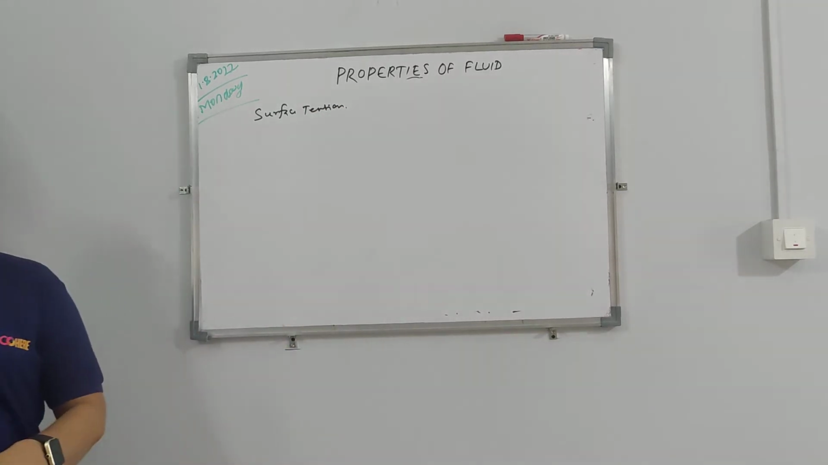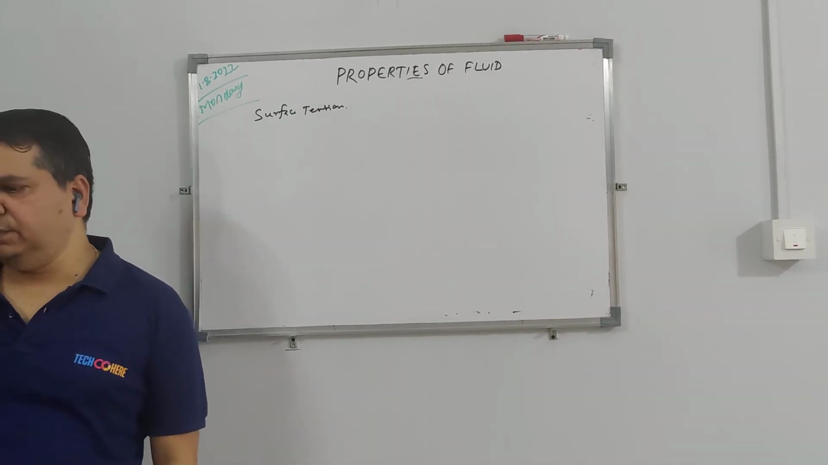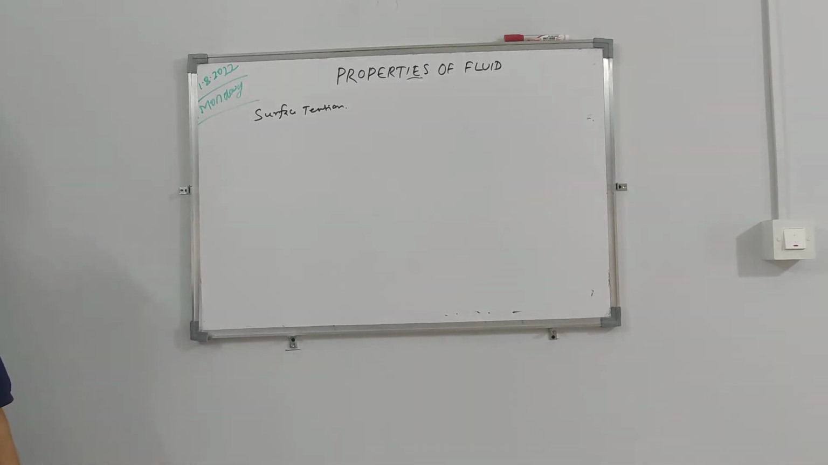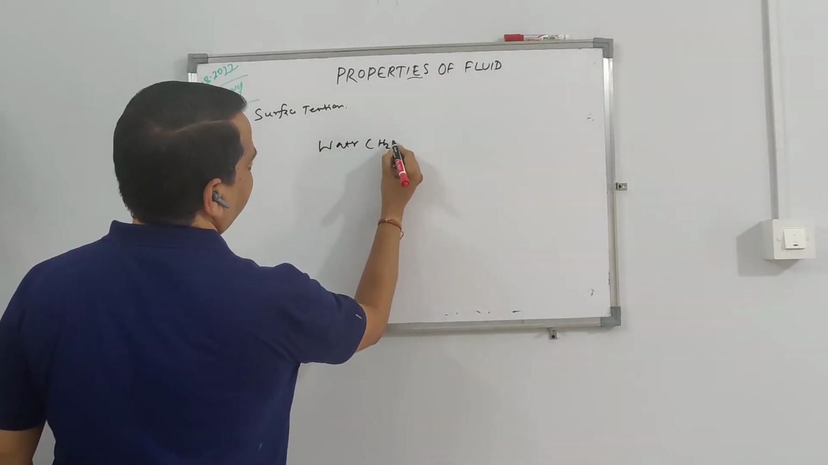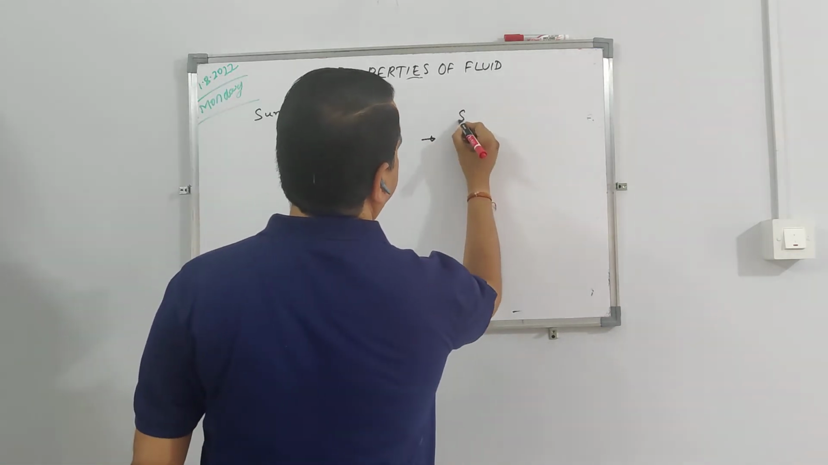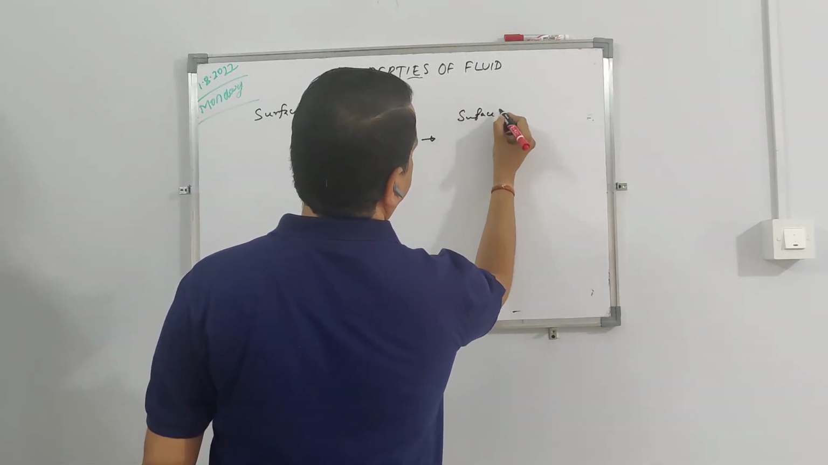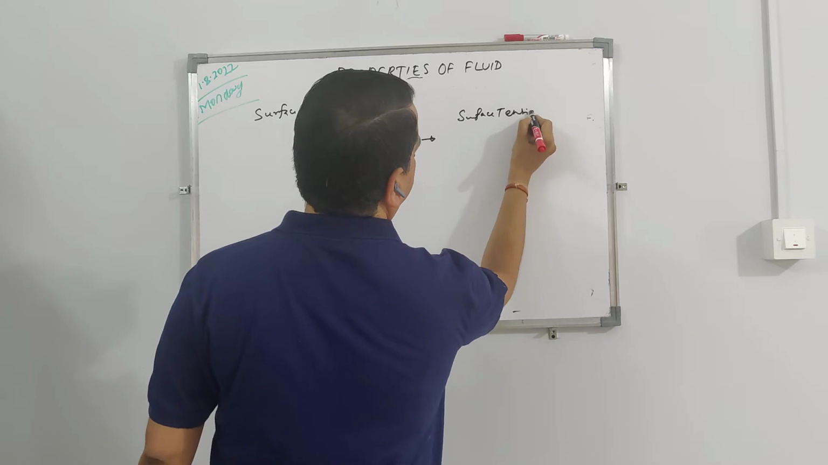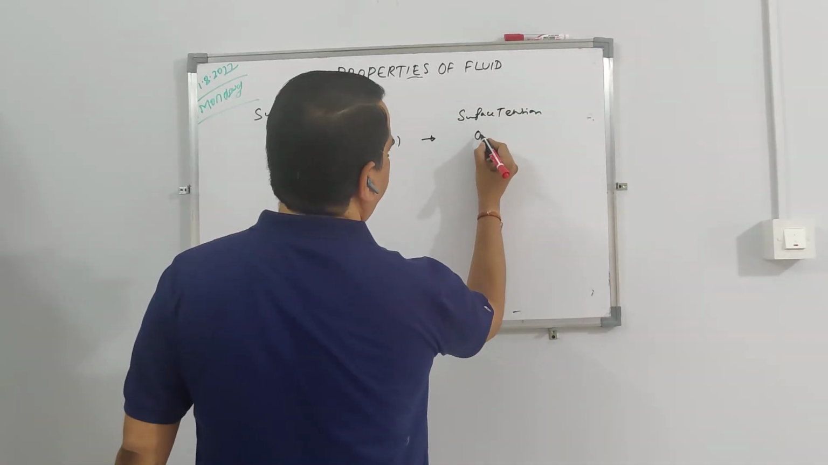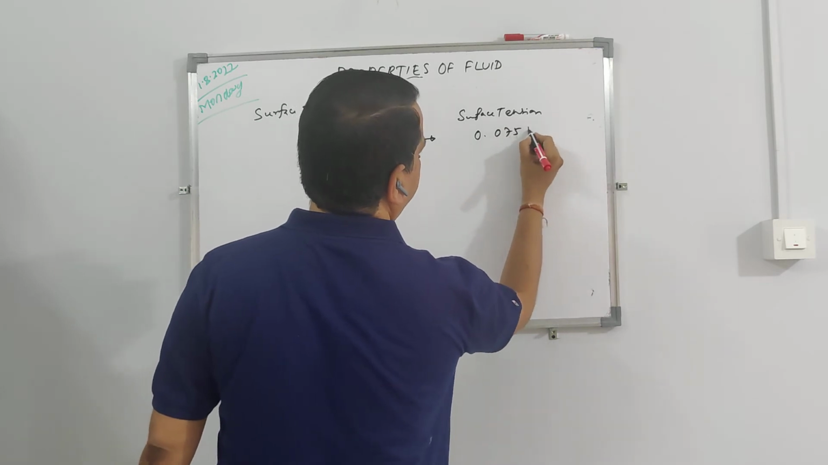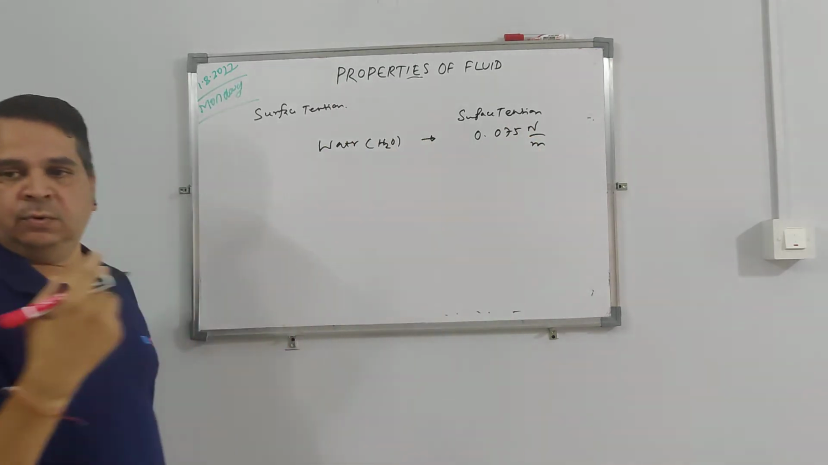Okay. So we will take some typical values of different surface tension values, which is nothing but your cohesive force. So you have water, which is your H2O, and the surface tension value for water is 0.075 Newton per meter, because you know it is force per unit length.